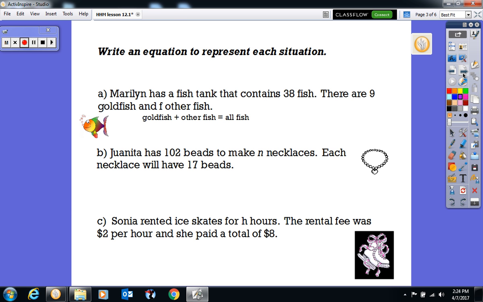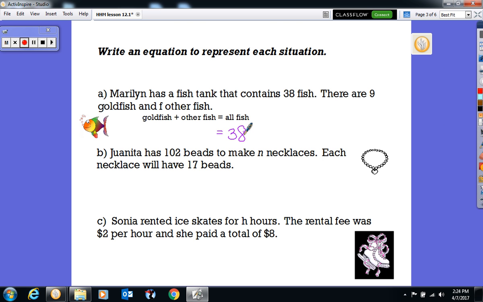So what part of that do I know for sure? Yeah, the 38 total fish. So I'm going to put 38 for all the fish. What other part do I know for sure? 9 goldfish. Yes, there's 9 goldfish, so I can plug in 9 for goldfish. And then other fish, I'm not sure about, so that's my F. We're not going to worry about solving that today. We're just going to write the equation. We're going to worry about how to solve that on Monday.